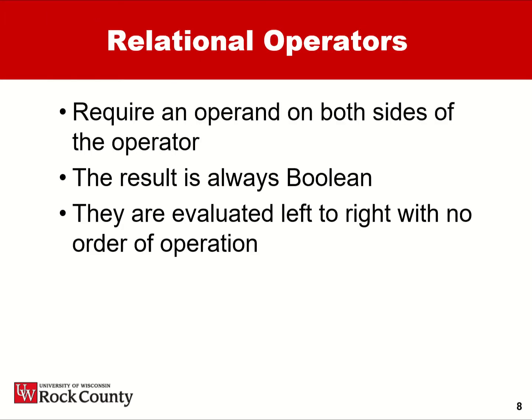Okay, so these relational operators require an operand on both sides of the operator, right? So with this greater than or less than, there's got to be something on either side. I could also have had B3, is that less than 6, right? It doesn't have to be a variable. It could be just a regular number itself. The result is always Boolean, meaning it's true or false, and they are evaluated from left to right with no order of operation.